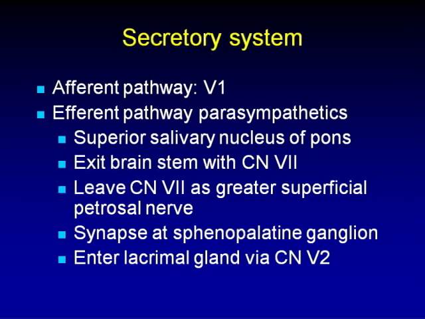I don't think they're going to have you trace out the pathway of the nerve, but the superior salivary nucleus of the pons exits the brainstem with cranial nerve 7, facial nerve. So that's why when you have seventh nerve issues, especially tumor along the pathway of the facial nerve, sometimes you can get lacrimation problems. Hops off the facial nerve as the greater superficial petrosal nerve, synapses at the sphenopalatine ganglion, and then enters the lacrimal gland via cranial nerve V2. So starts out with cranial nerve 5, hops on 7, back on 5.